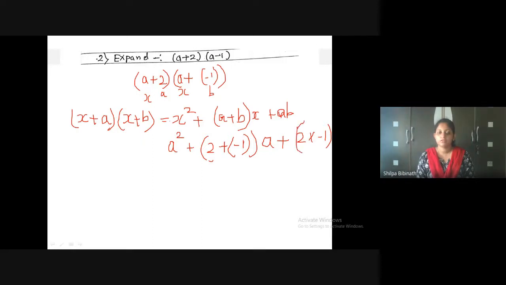Okay. Now come on. Solve it further. We need to open up the brackets now. A square will be written as it is. A square plus 2 plus minus 1. So it will be 2 minus 1, that is 1. And then into A will be A. Then plus 2 into minus 1. What it will be? Minus 2. Positive into negative will always be negative. So which is your final answer? A square plus A, plus into minus is always minus, so minus 2. This is your final answer.